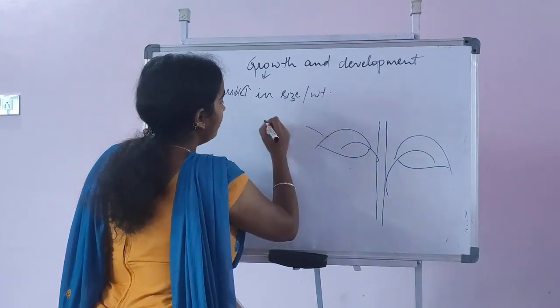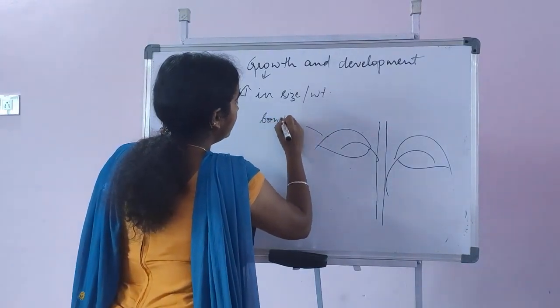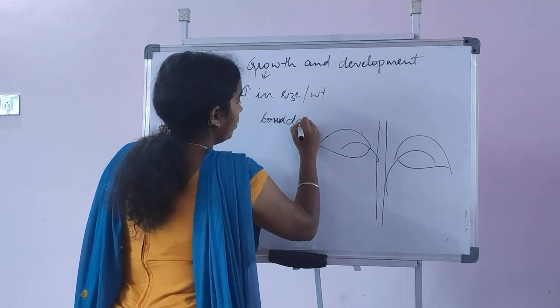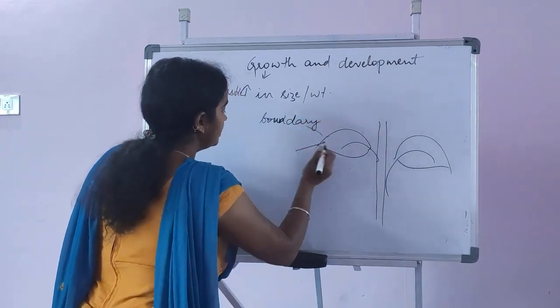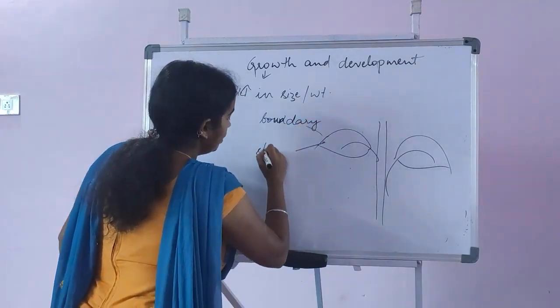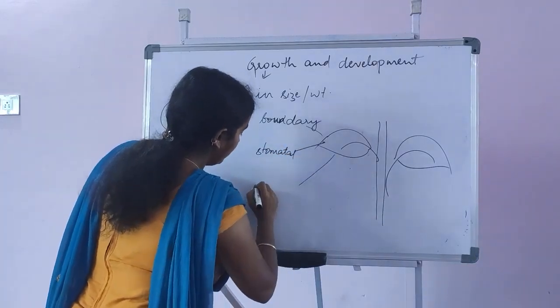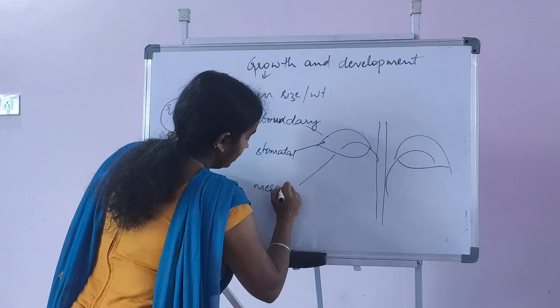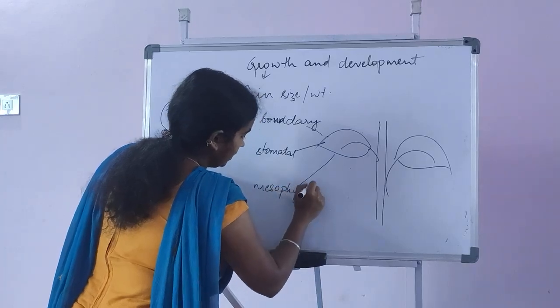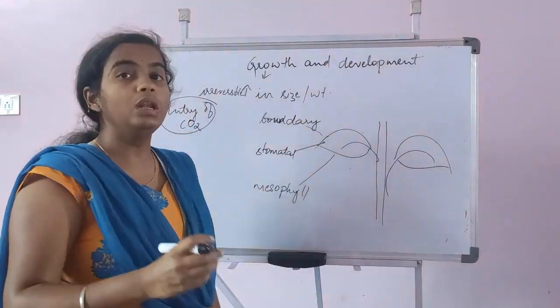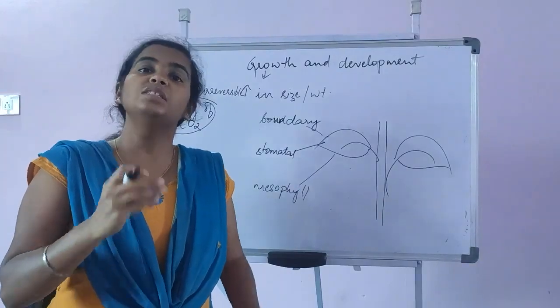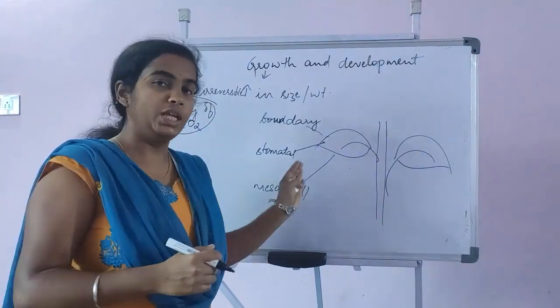First one is boundary layer resistance, and next stomatal resistance, and next one is mesophyll resistance. So all these parts will offer some resistance for the entry of the carbon dioxide into the plant.